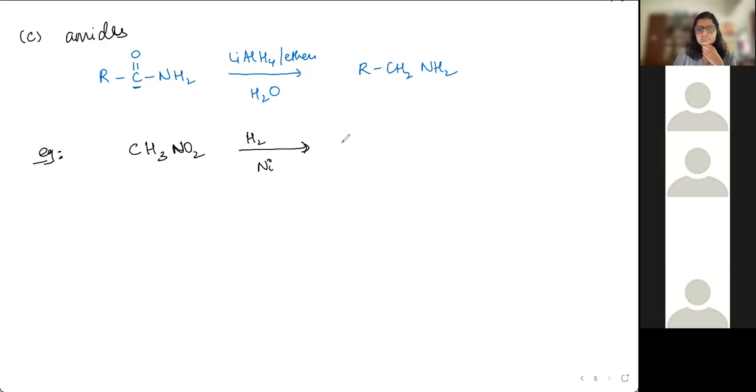Ma'am, methanamine. Methanamine, same thing. So CH3 remains as it is, NO2 turns into NH2. So suppose I want to use LiAlH4 to get aniline. What is the raw material that I should take?